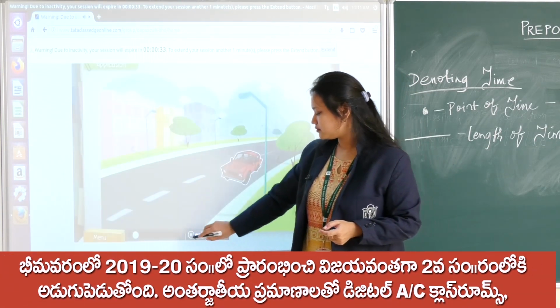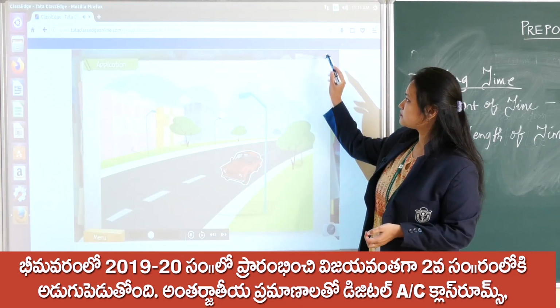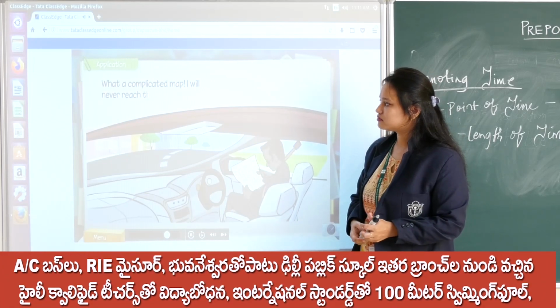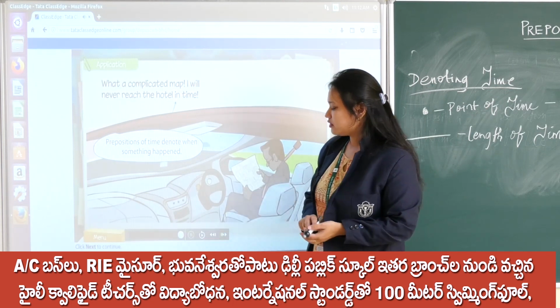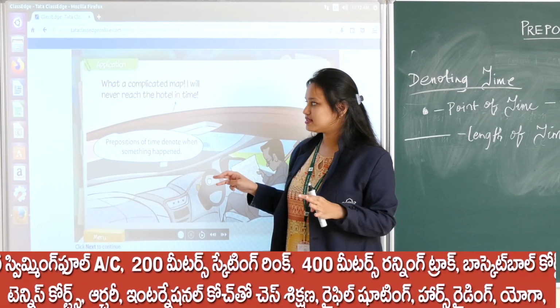Let's see how these different kinds of prepositions are used in conversation. What a complicated map. I will never reach the hotel in time. So we are looking at some of the application. The whole topic is now completed.